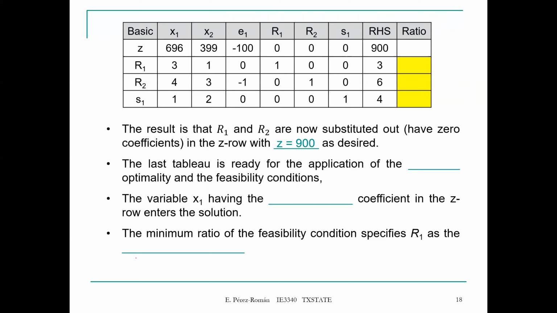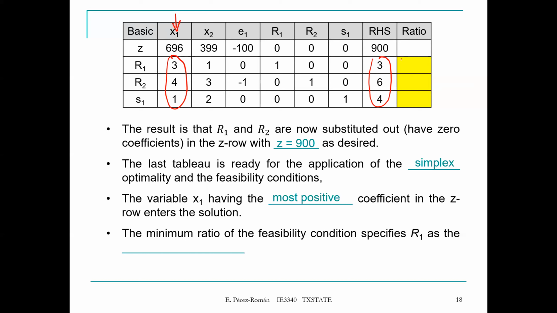The last tableau is ready for the application of the simplex optimality and the feasibility conditions. The variable x1 having the most positive coefficient in row 0 enters the solution. So we are minimizing, so x1 is gonna enter, as it has the largest positive coefficient. The question now is who's going to leave? So we need to perform the minimum ratio test, looking at the values of these two columns.